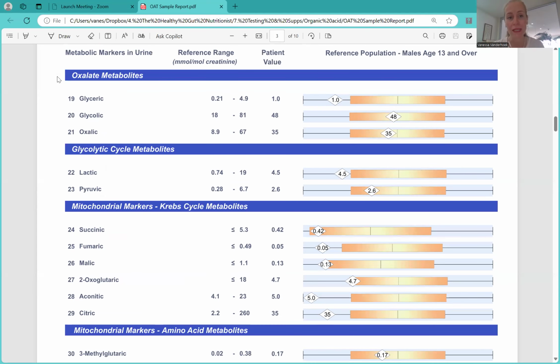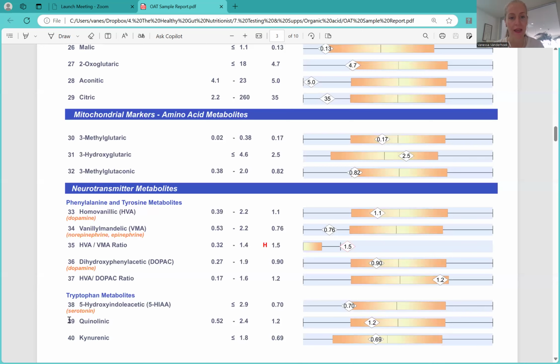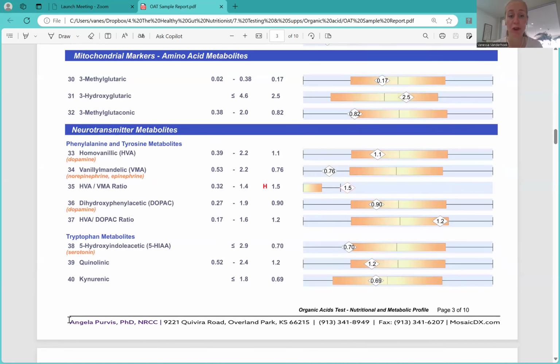It looks into oxalate metabolites. So sometimes I see these get out of whack if you or your child has candida, if there's exposure to mold, if there's a high intake of foods that are high in oxalates. Gives us a lot of clues as to, when I match this up with your symptoms, okay, what do we do now? It also goes into a whole bunch of other markers around glycolic, your mitochondria. This is how you make energy in the cells, your amino acid metabolites, and really importantly, neurotransmitters.